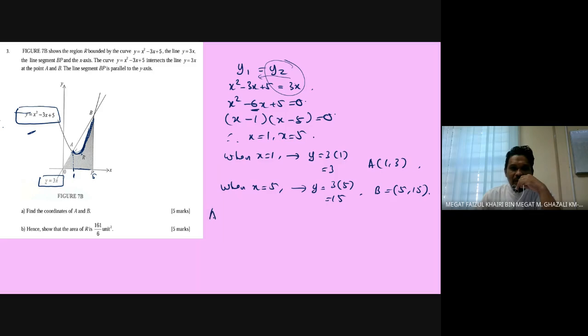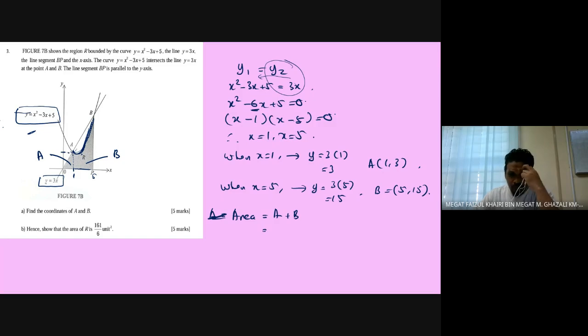So to find the area of this, just imagine that I name this part B and this part A. So the area equal to A plus B. Okay, so what about this? What is the value of y?